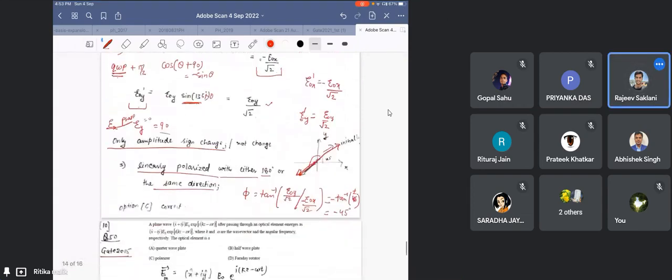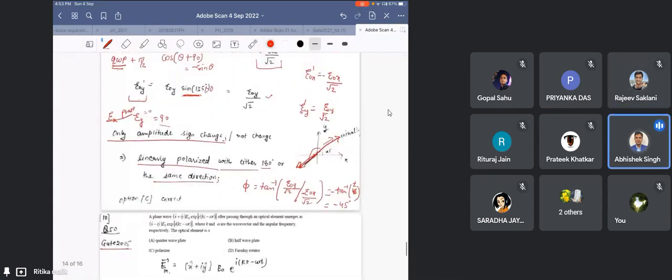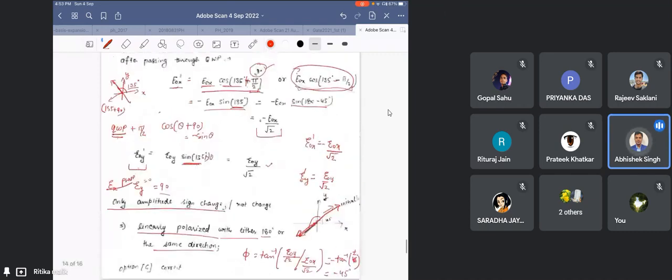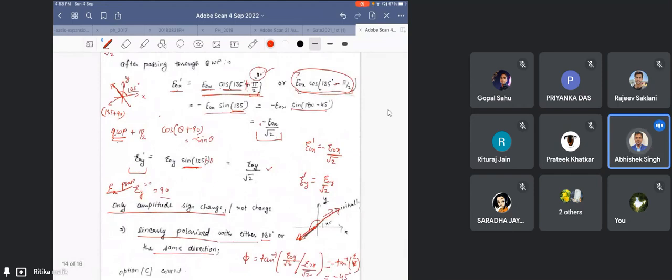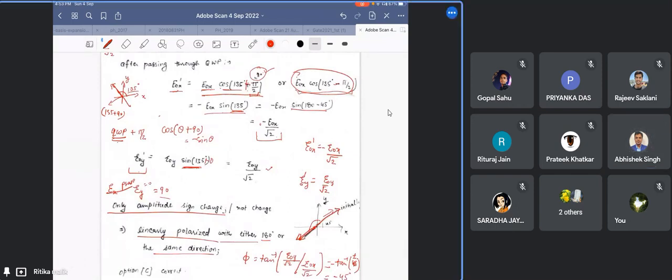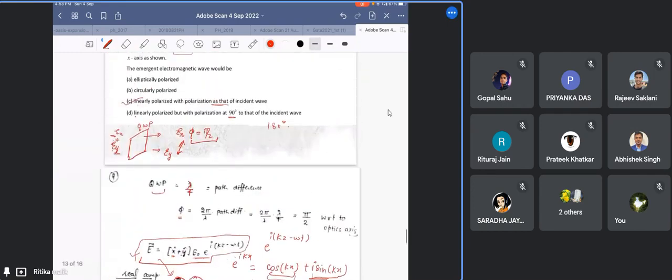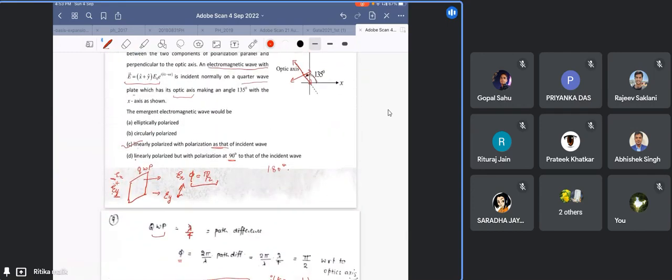No, ma'am. Ma'am, there is one concept about the optic axis. So you mean to say that we have to take the component in the direction of the optic axis itself, right, ma'am? Yes, because the quarter wave plate.